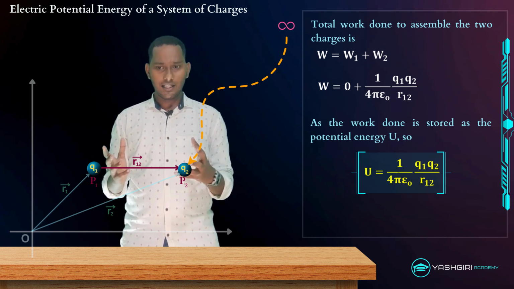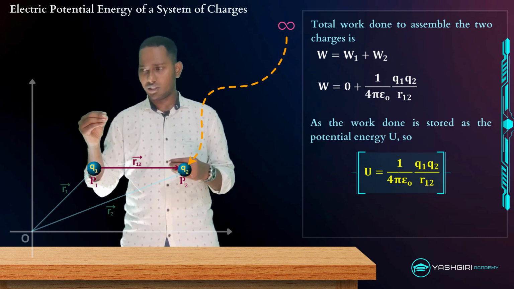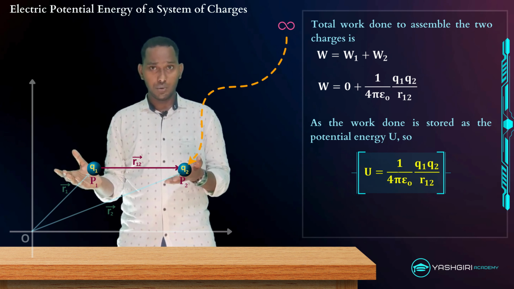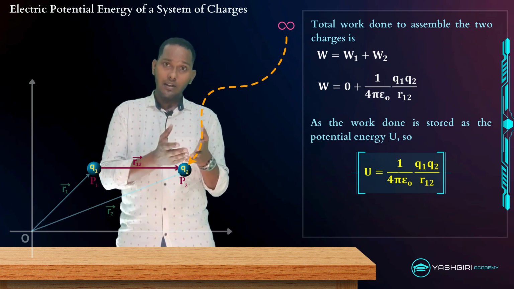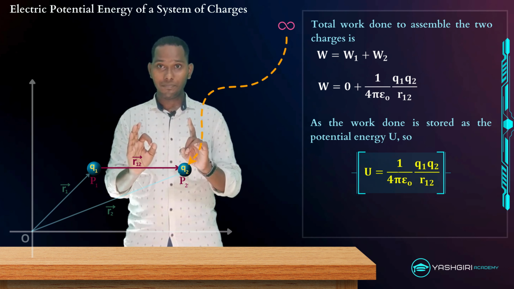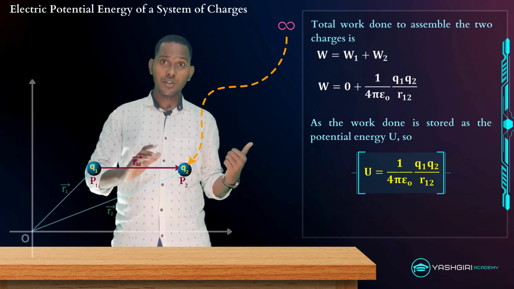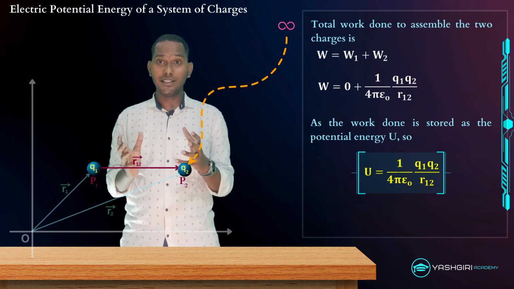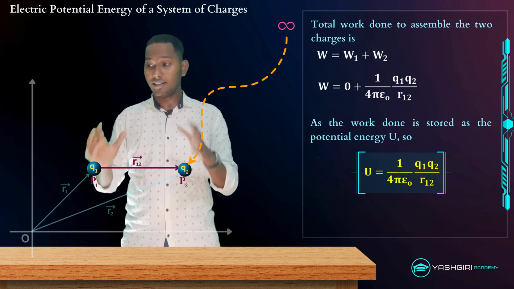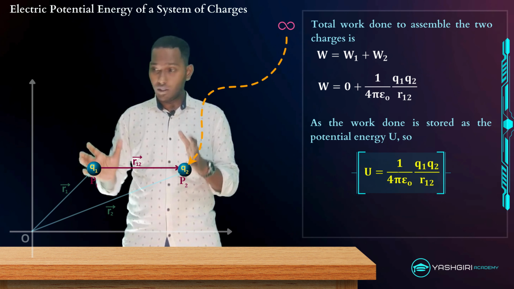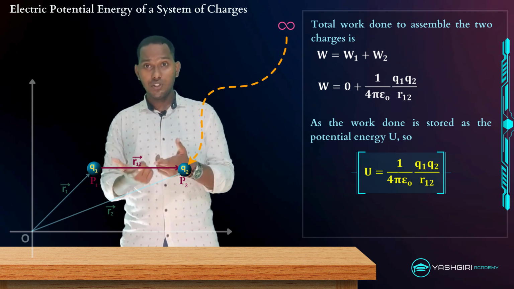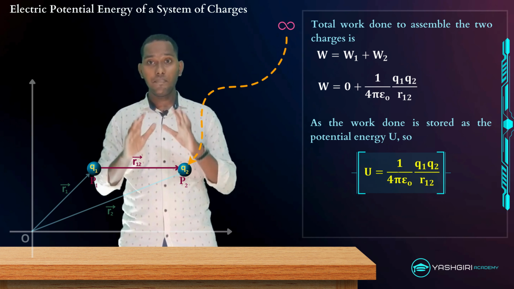And again students, here I have brought my Q1 first and later I have brought my Q2. If you bring Q2 first and Q1 later, the equation remains the same. The equation doesn't depend upon which charge you take first. It just depends upon the present charge configuration, whatever you are seeing. It does not matter which charge you take first; the relation will be the same.